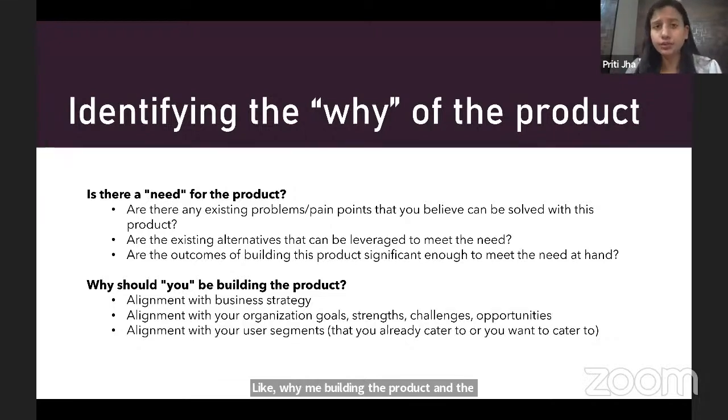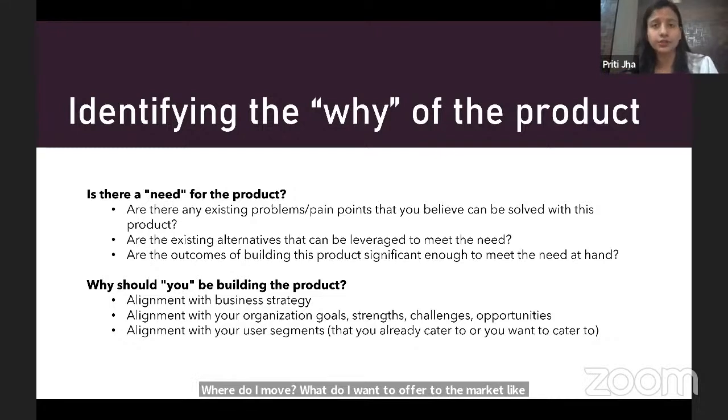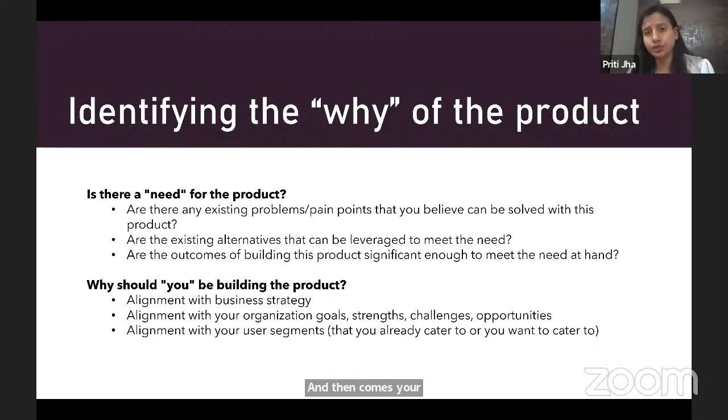And the first thing that you need to focus on over there is, does this align with my business strategy? Like, where do I want to go? What do I want to offer to the market? Does this align with that strategy? What do I want to achieve? And then come your organization goals, your strengths, your challenges, your opportunities. For example, I might be making the best pickles. Let's say it's a homegrown business, and my mother and I might be cooking the best sort of pickles.